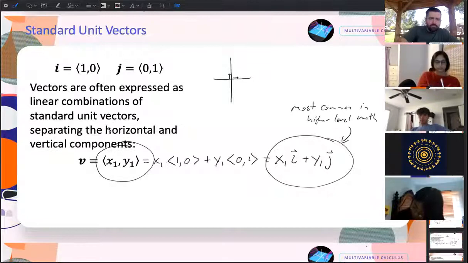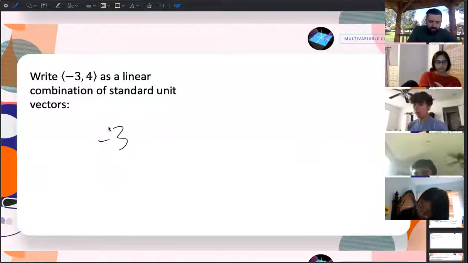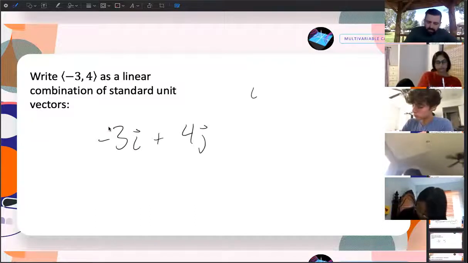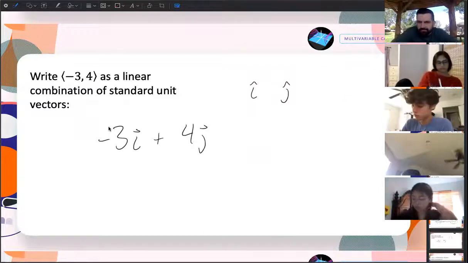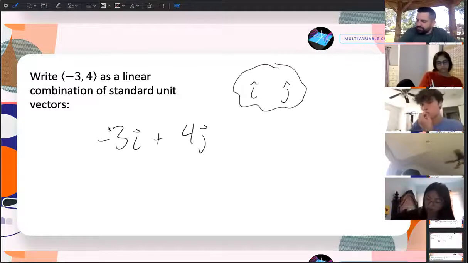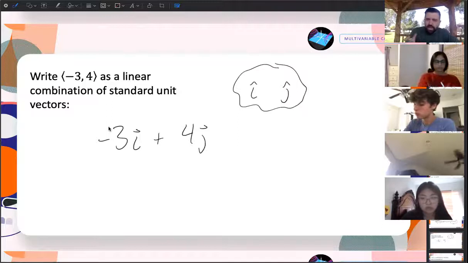If your components are <-3, 4>, that's just -3i plus 4j. Okay, and this is one in physics. They'll do i hat, j hat is what they call it. Those are the same thing. And it doesn't matter to me what you use. Sage will want you to use those. You're just multiplying -3 times <1, 0>, 4 times <0, 1>, adding them together, and that gives you that one up there.